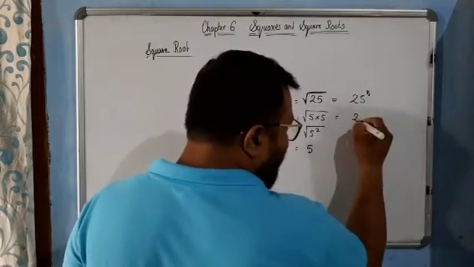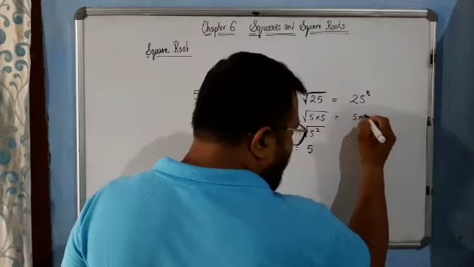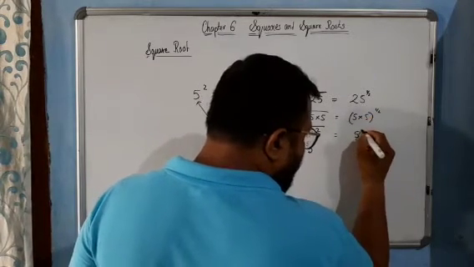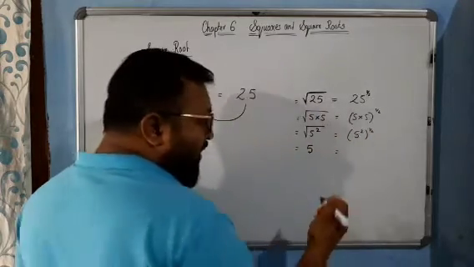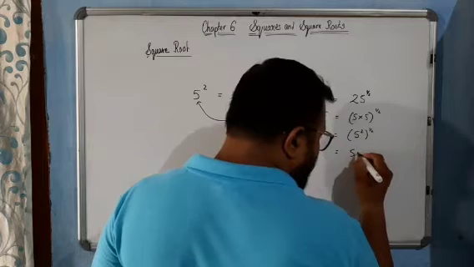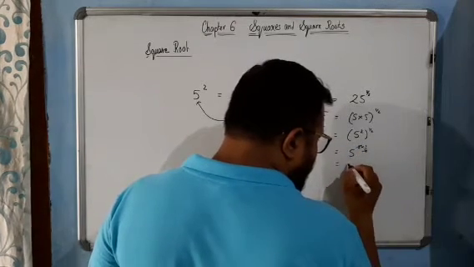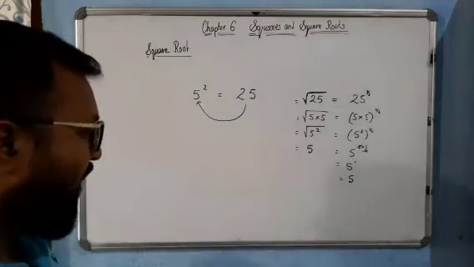So ultimately what will happen? See here, 5 into 5 to the power half. Again it will be 5 square to the power half. We have already learned in exponents that the powers are multiplied. So 5 to the power 2 into half, the 2s cancel, and ultimately 5 to the power 1 equals 5. In this way we find the value.